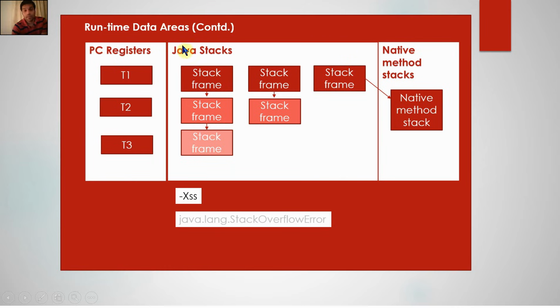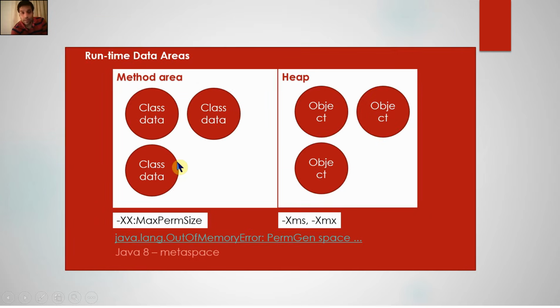Okay, these three are per thread, and thread 1 cannot see what is there in the stack frame of thread 2, and thread 2 cannot see what is there in the Java stack of either of the threads, etc. So what is the significance of this? That means whatever happens in the method execution generally executes here, and it's kind of thread safe in that aspect.